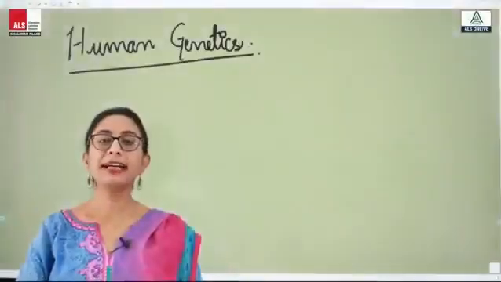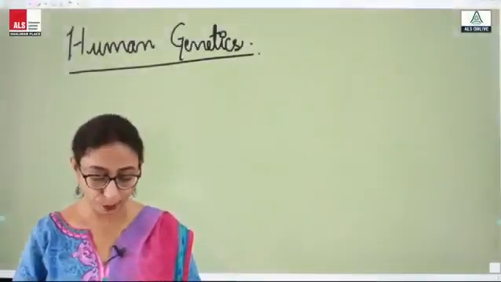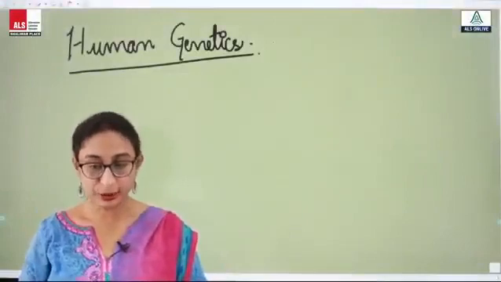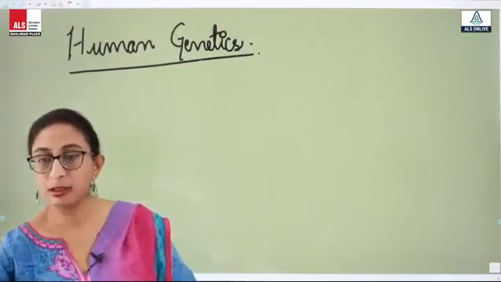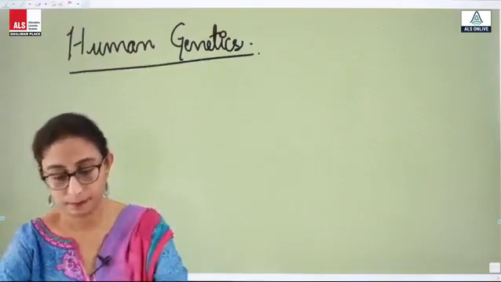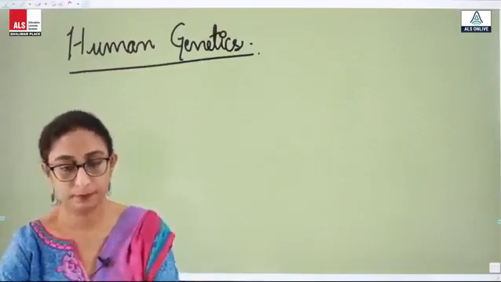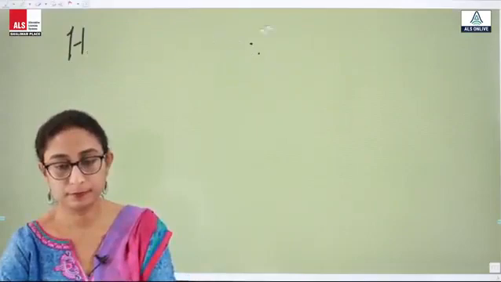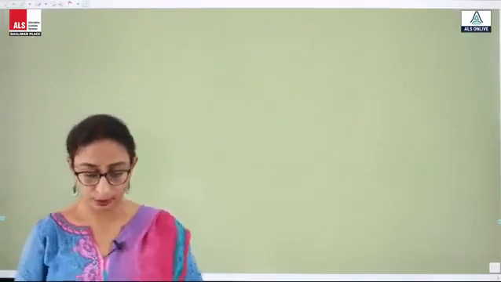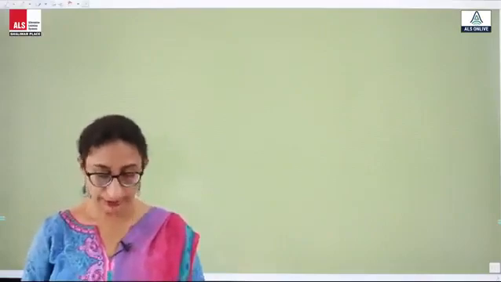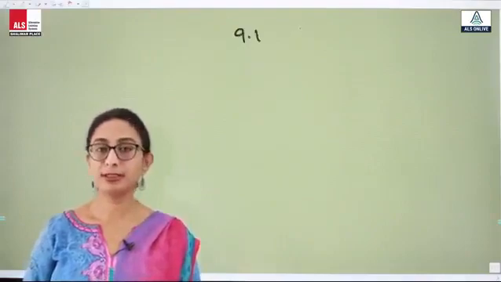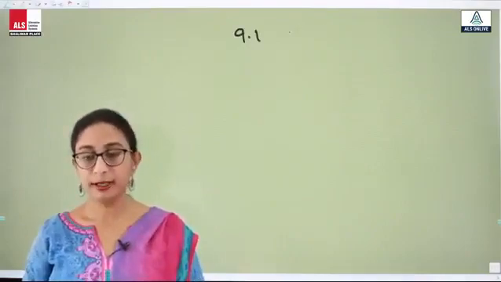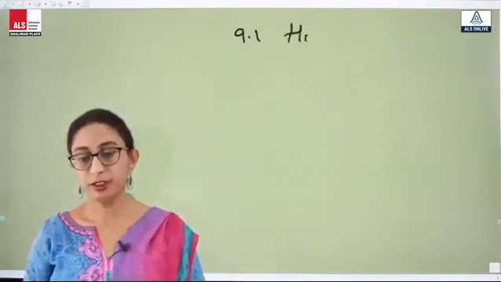A new topic in physical anthropology in paper 1. So it is unit 9.1 human genetics. Unit 9.1 in paper 1 anthropology. So this comes under physical anthropology. It is unit 9.1 human genetics.